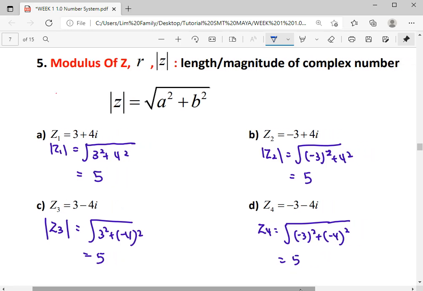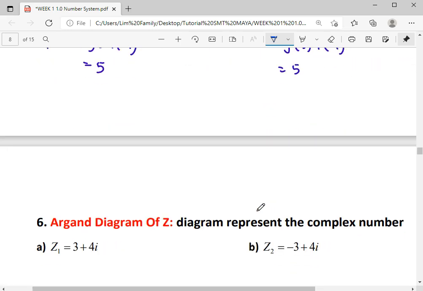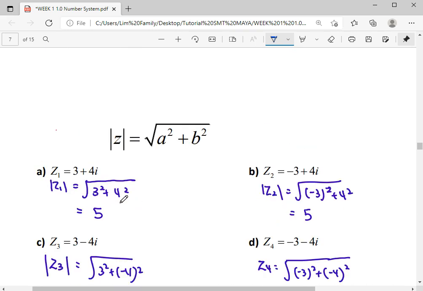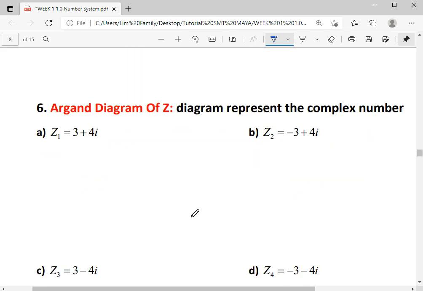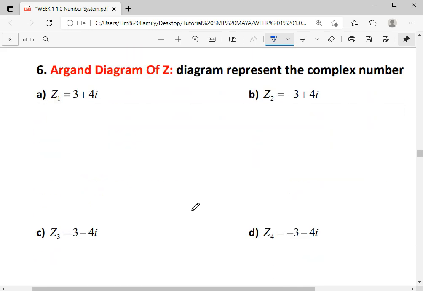The next part will be number 6, which is our Argand diagram. What is meant by an Argand diagram? It's a diagram to draw out this complex number. I'm using the 4 examples, the same complex numbers A, B, C, D. For the first Argand diagram, how are we going to draw? The x-axis represents the real part. The y-axis represents the imaginary part of the complex number.